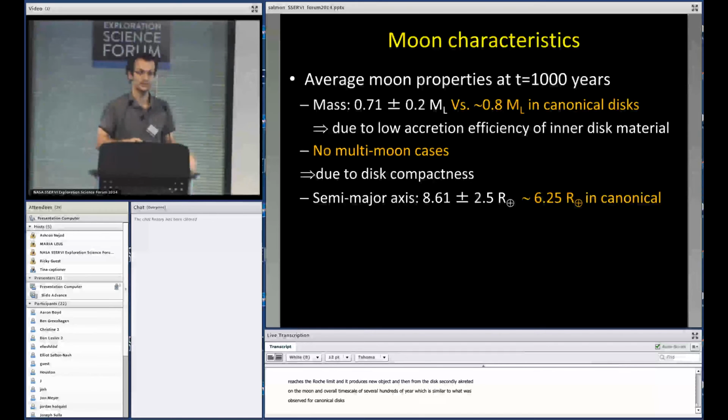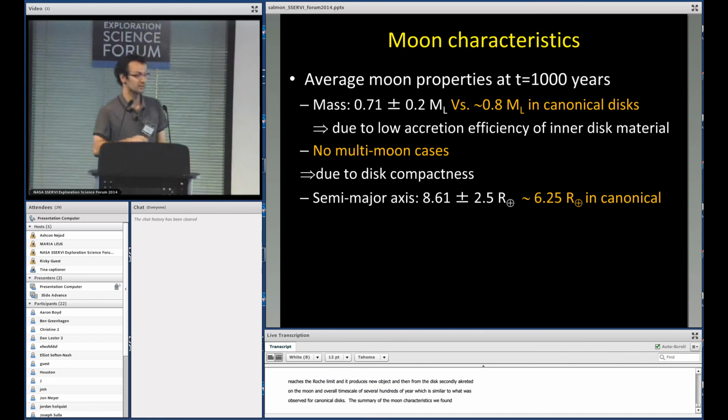A summary of the moon characteristics we found from our different set of simulations. We form, on average, an object of roughly 0.7 lunar masses, which is a little smaller than what we got in canonical disks. This is mainly due to the fact that we have more compact disks and we have this poor accretion efficiency that I talked to you about early on.